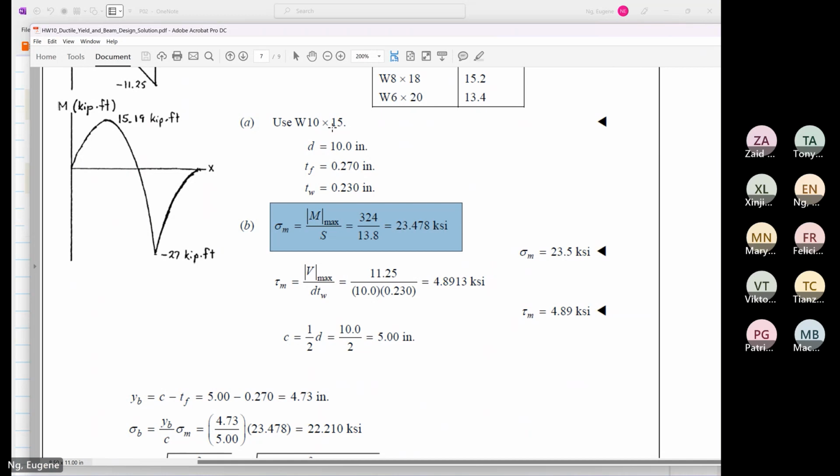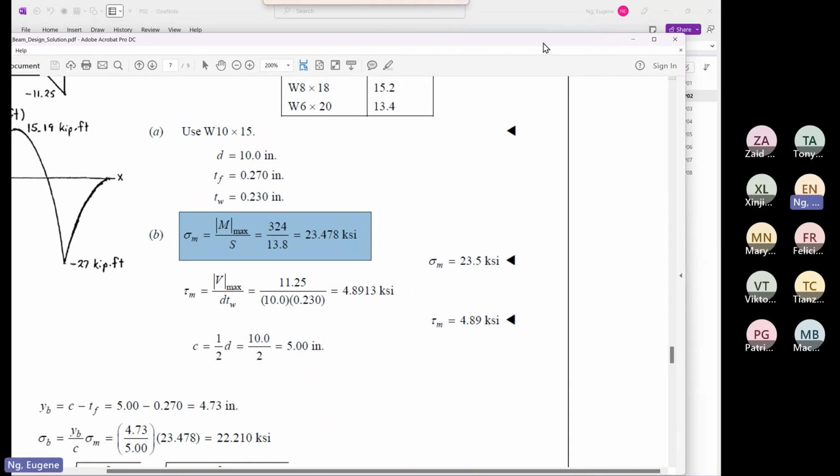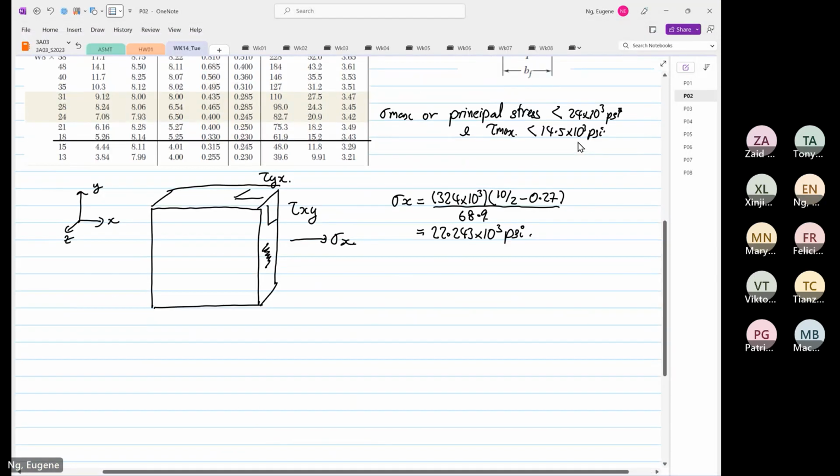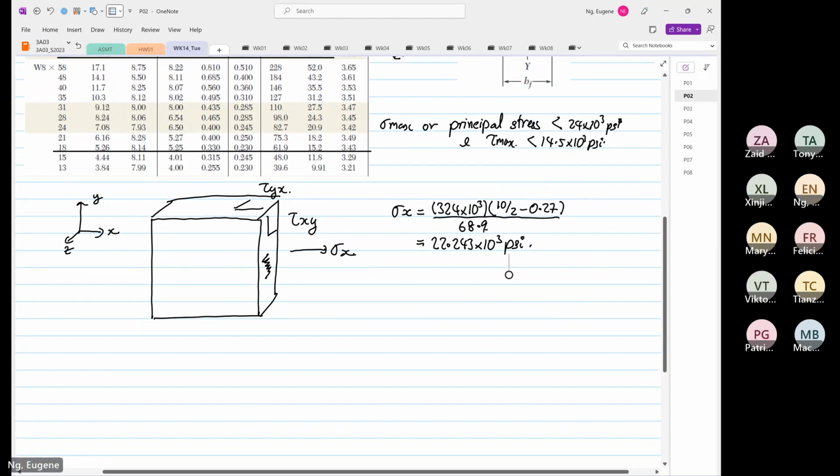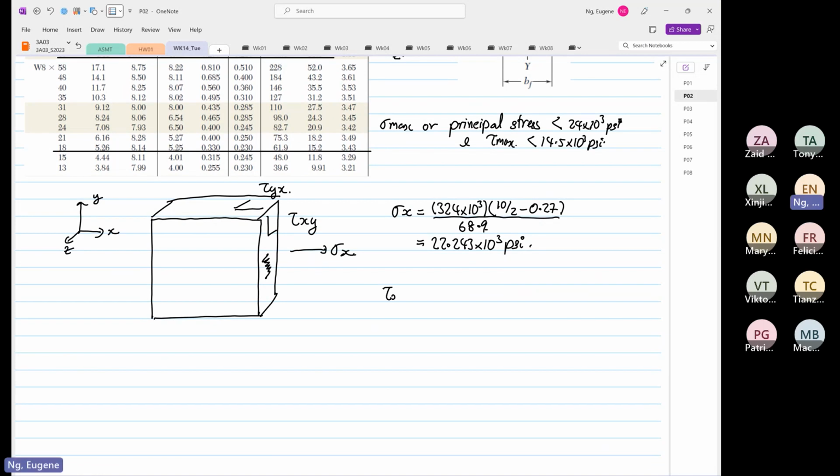Okay. So the next one, we are going to calculate our shear XY. We know that this is equal to Vy over IZ, and then this is QZ.